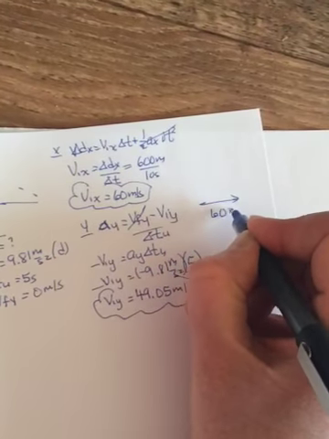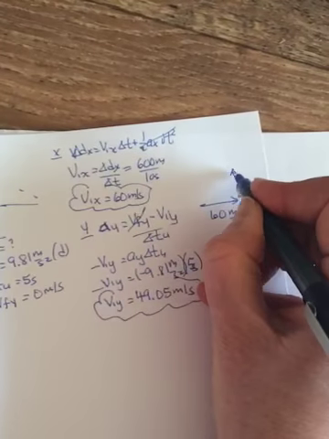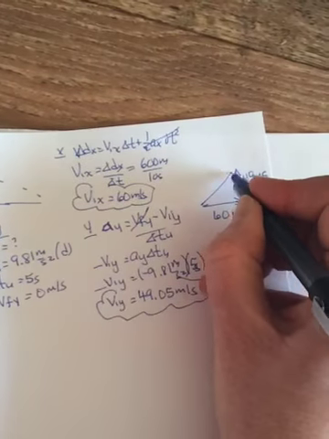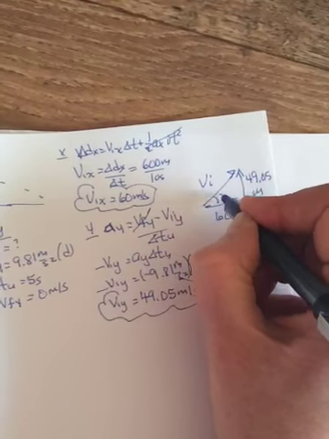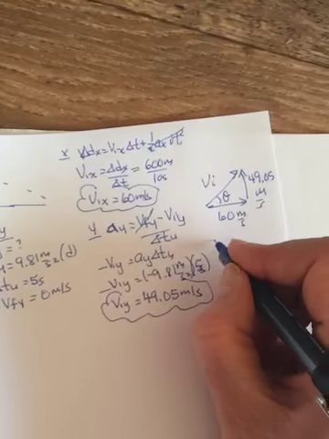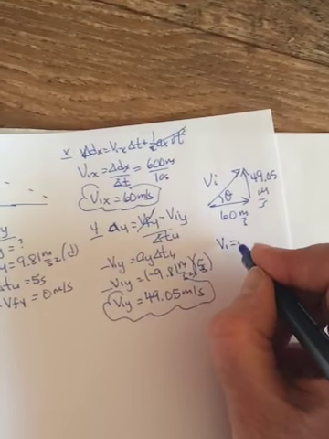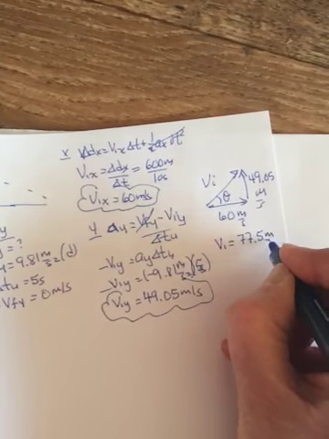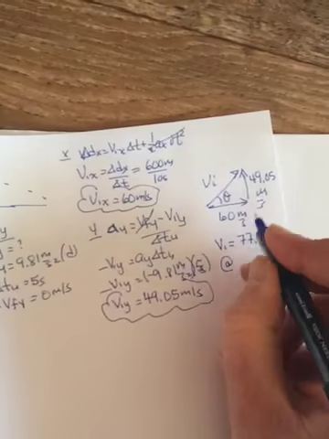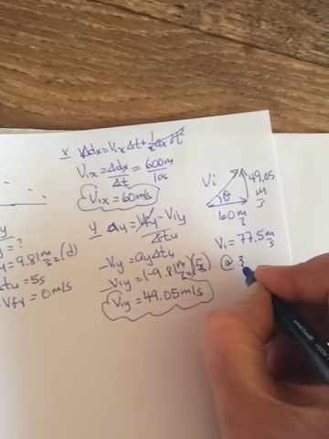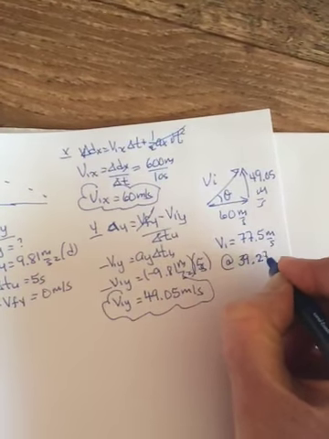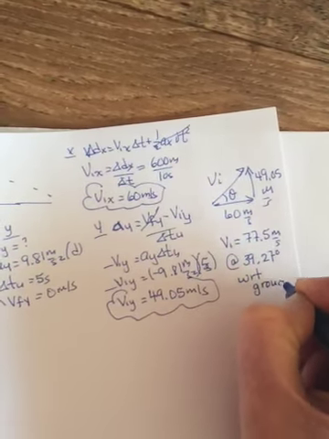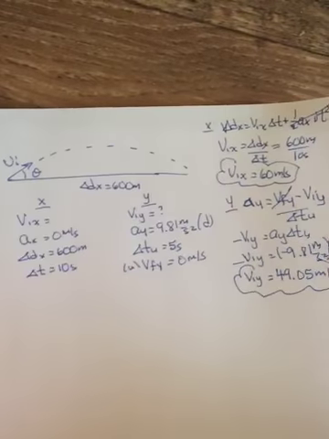So now that you have these two, you can find your vi and your theta, right? vix, 60 meters per second. viy, 49.05 meters per second. Square them, add them together, take the square root, and find the angle. So vi will equal 77.5 meters per second at an angle of 39.27 degrees, and that's with respect to the ground. Okay, so that's number 8.